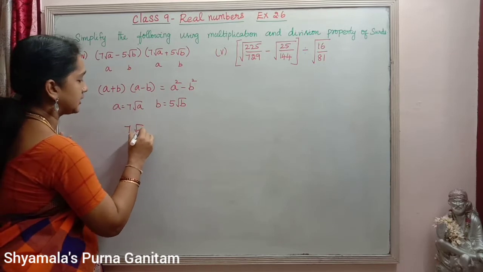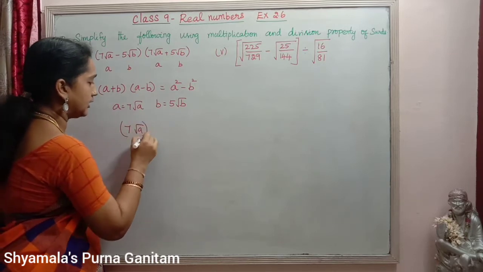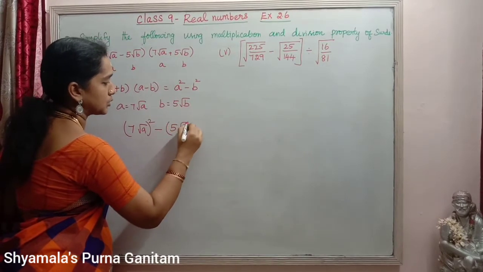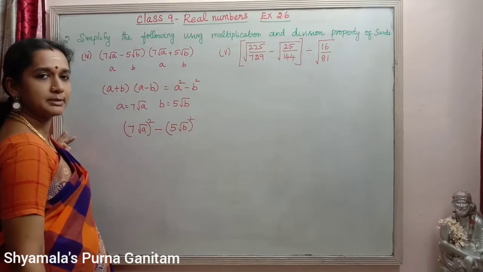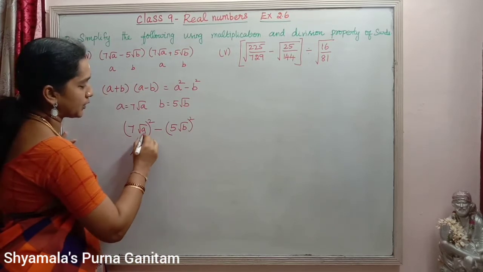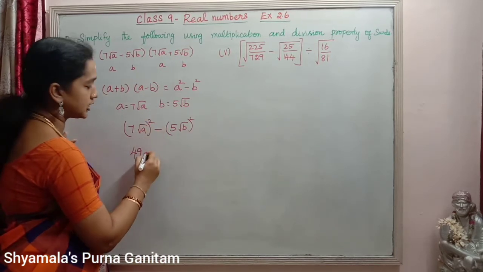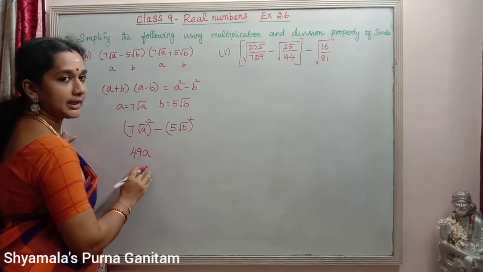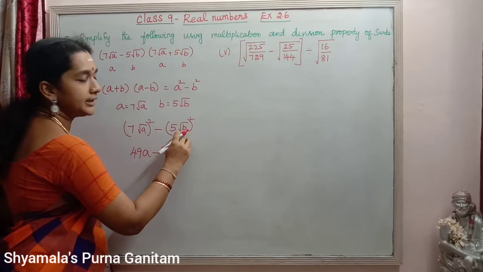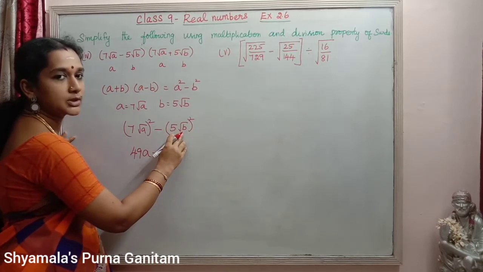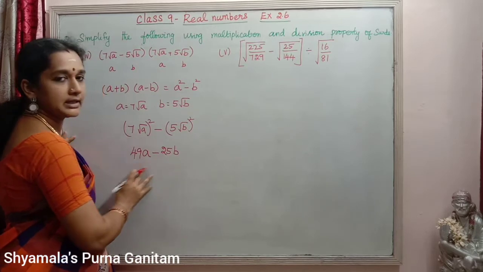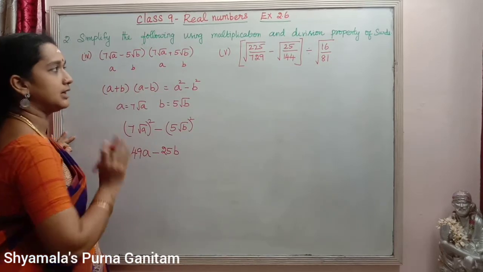A square minus b square. So this we will expand. 7 7s are 49, root a the whole square will be a. So 49a minus 5 5s are 25 into b, root b the whole square is b. So 49a minus 25b. This is the answer.